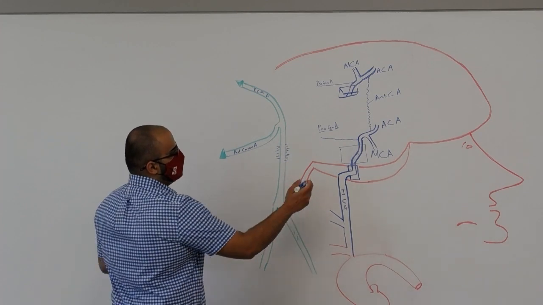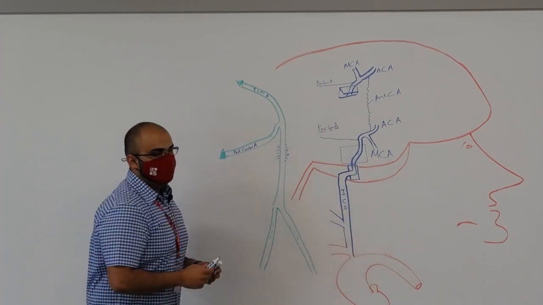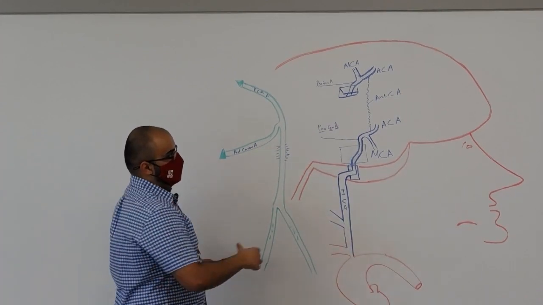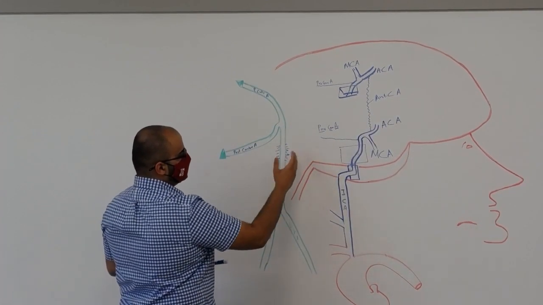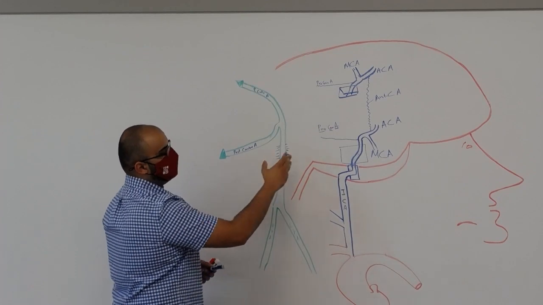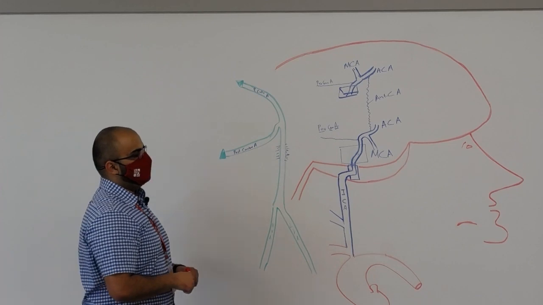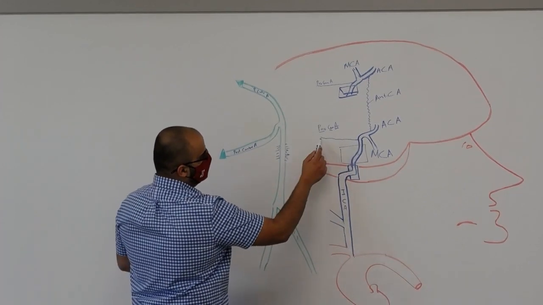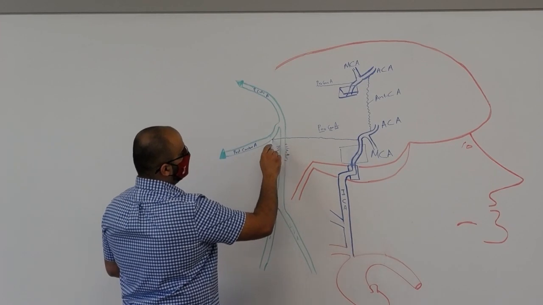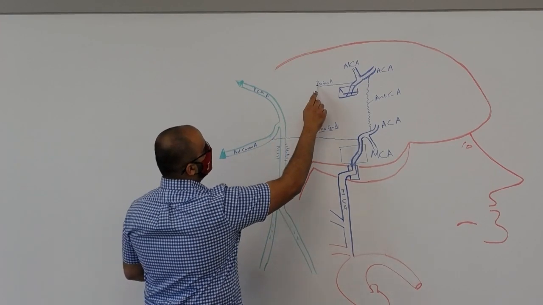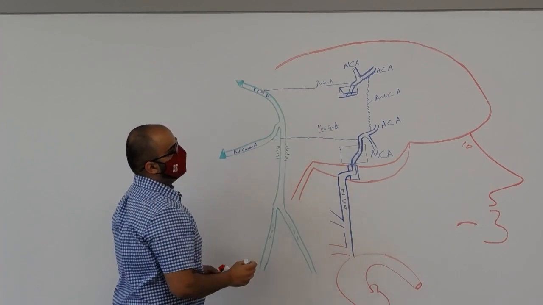Again, now we saw the system here, the internal system is communicating with each other using the anterior communicating artery. Now these two systems, the vertebral system and the internal carotid artery system, want to communicate with each other. How will they communicate? Here is the posterior communicating artery connecting with the posterior cerebral artery here. So that's how they communicate.